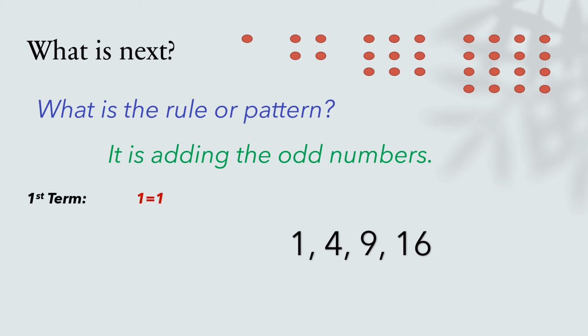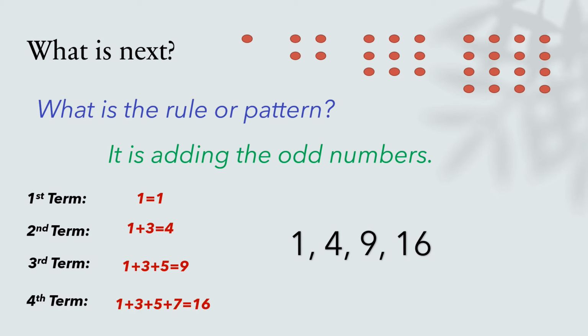So first term is 1. Second term is 1 plus 3, that would be 4. Another would be 1 plus 3 plus 5 is equal to 9. And the fourth term would be 1 plus 3 plus 5 plus 7 is equal to 16.